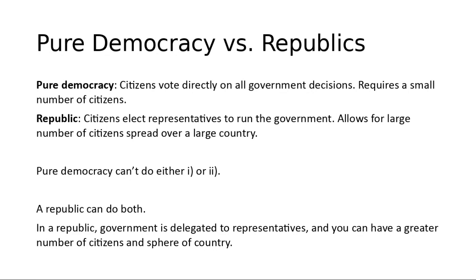Now, in a republic, the difference is that citizens elect representatives who then run the government and vote on all the actual policy decisions. And what a republic allows for is for there to be a large number of citizens spread over a large country. Because we don't all have to get together to make the laws. We just elect people who get together and make the laws and other policy decisions. So America is a republic, and the Constitution is a republic, and so Madison is defending a republican form of popular government.